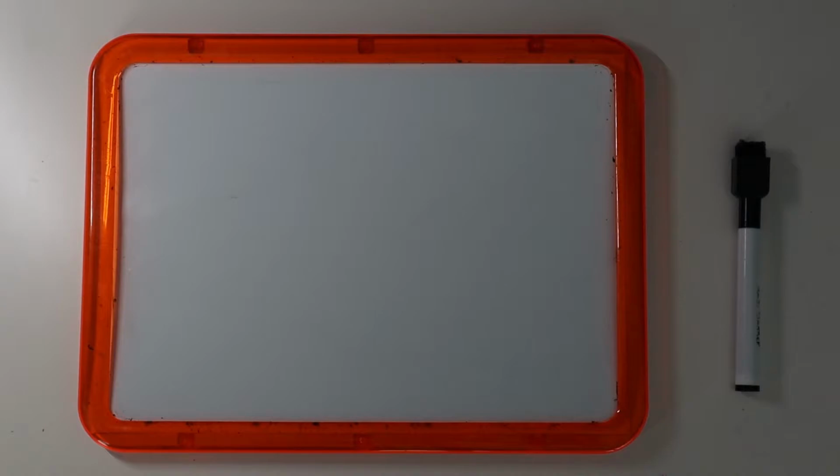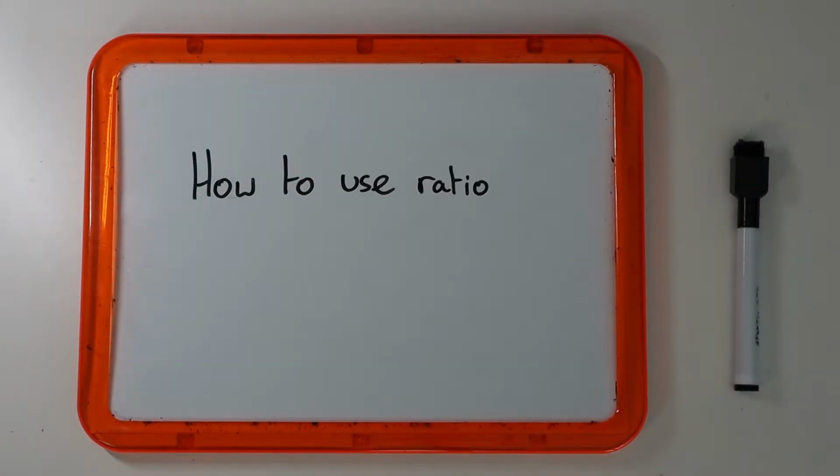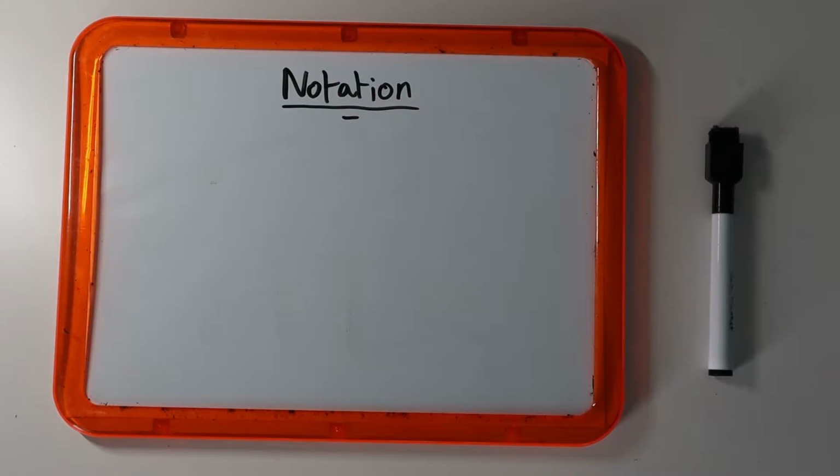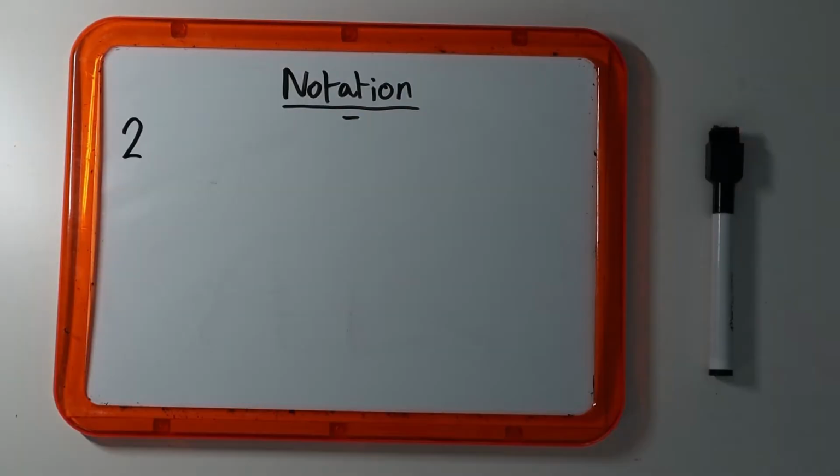Okay, so in today's video, we are going to be learning how to use ratio notation. For example, how to write things like the ratio of 9 to 10, and then how to simplify these ratios. Now, the notation is actually very simple. It can be written in two different ways.